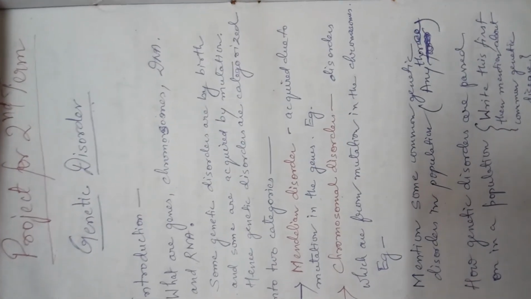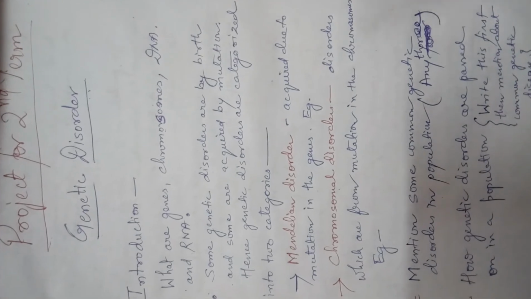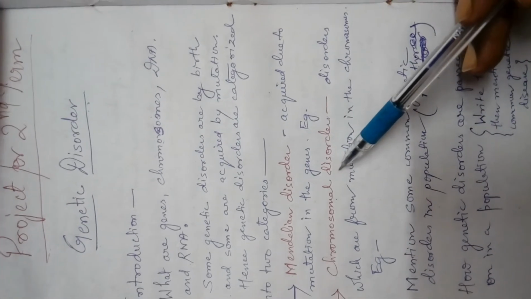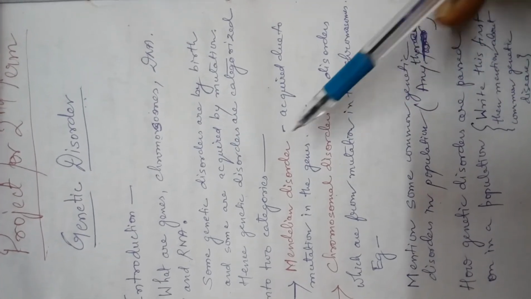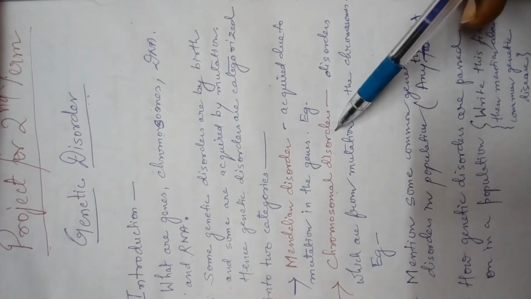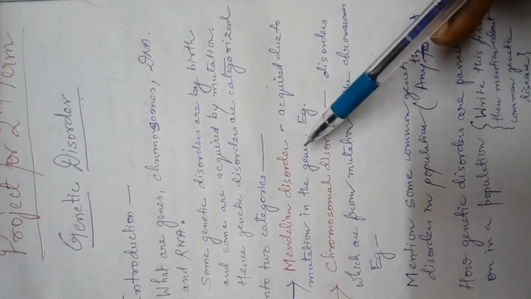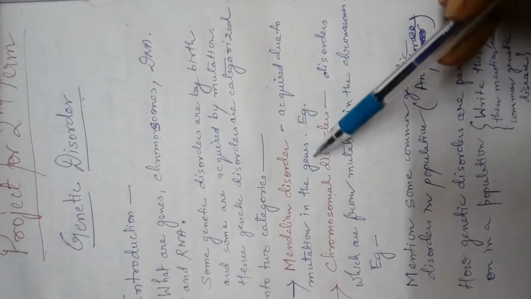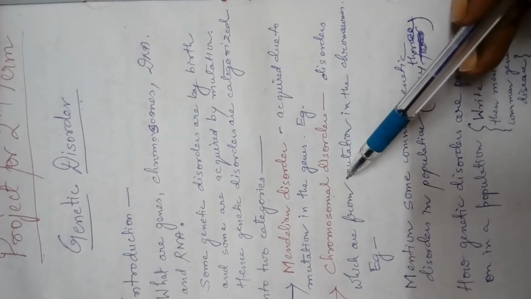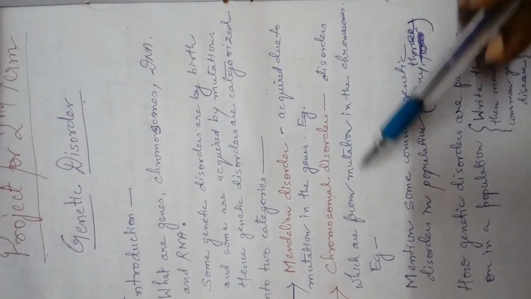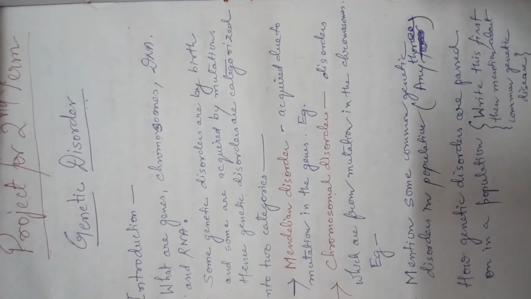So you have to write down that there are some genetic diseases which are classified into two broad categories. One is called the Mendelian disorder and the second is called the chromosomal disorder. In the Mendelian disorder, it is acquired due to a mutation in the genes, and in the chromosomal disorder it is acquired due to a mutation in the chromosome, right?